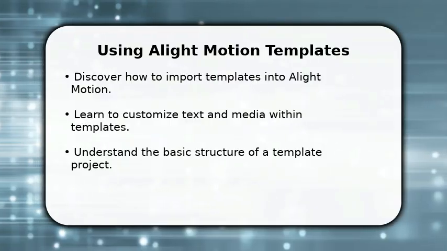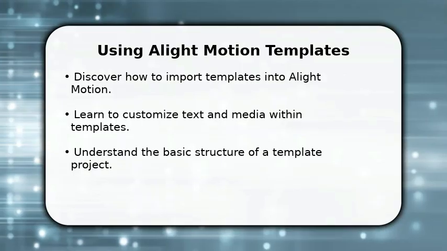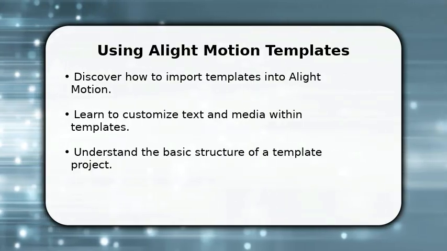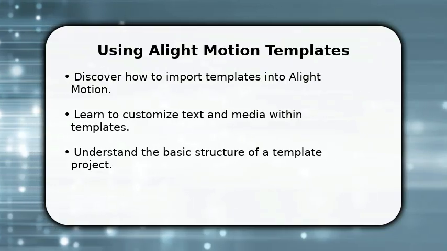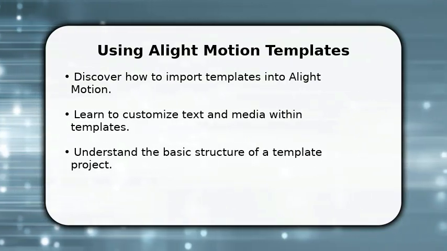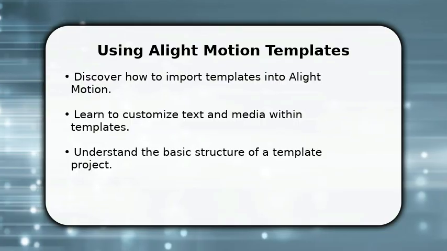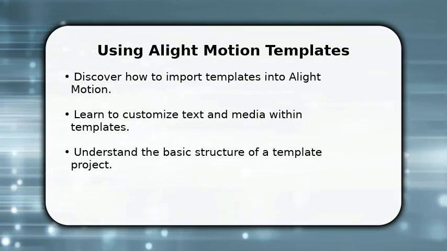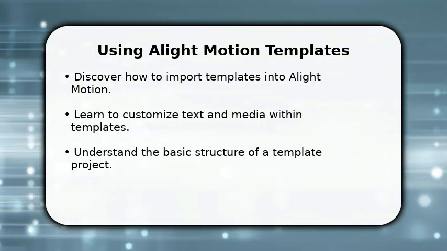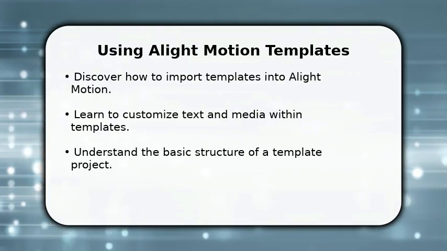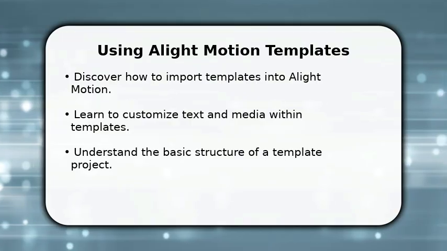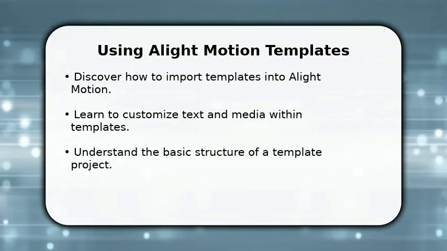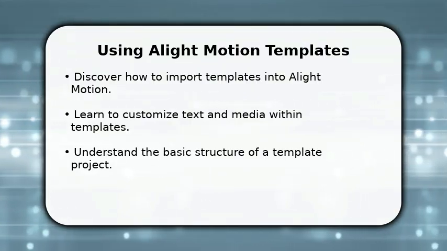In this video, I will explain how to use templates in Alight Motion. First, open the Alight Motion app and navigate to the Projects tab. Tap the plus icon to import a new template, typically from a downloaded file. Once imported, the template will appear in your project list, ready for editing. This process is straightforward and gets you started quickly with pre-designed animations, saving you valuable time.